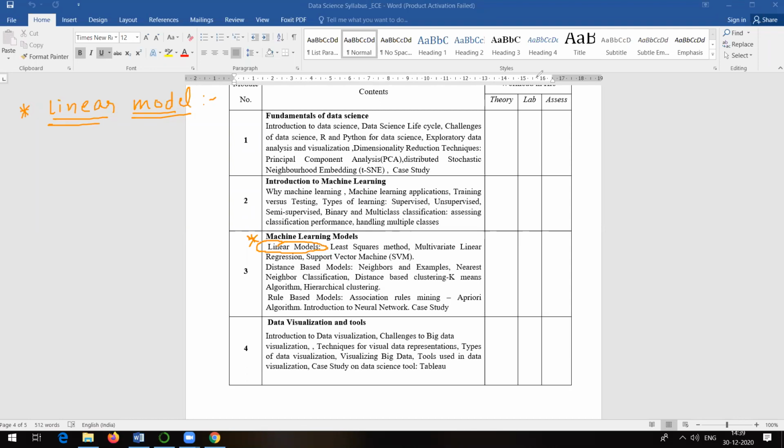I will try to explain the theoretical part of linear regression first, and then I will try to explain what is a linear model.